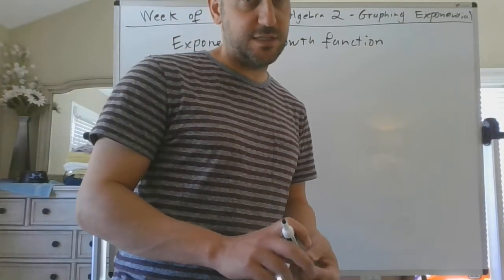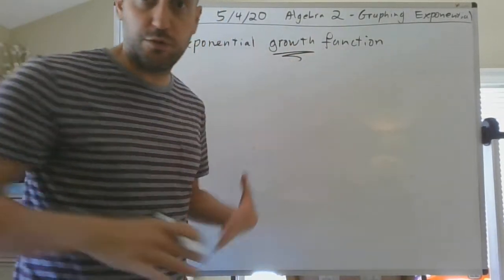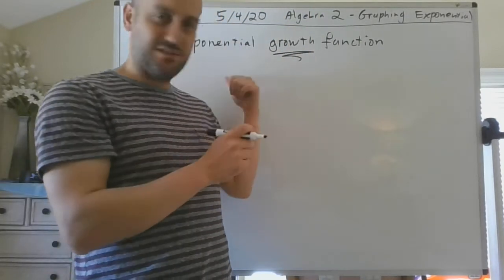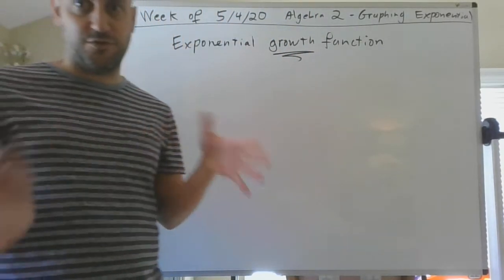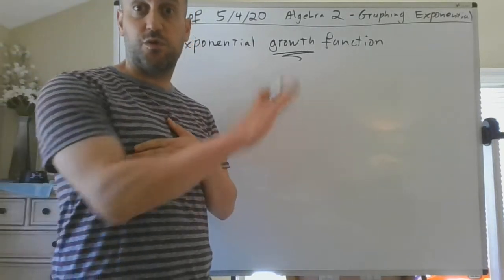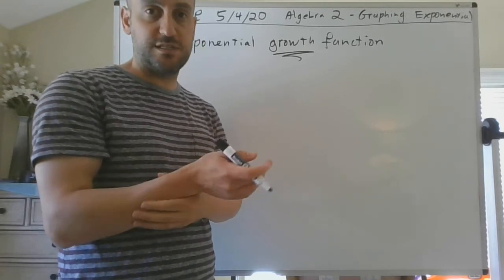So first and foremost, let's talk about exponential growth. Notice I'm throwing this word out here, growth. Grow means to get larger, get bigger. This is something you've probably heard a lot recently, unfortunately, because of the whole coronavirus. You've heard about exponential growth and how that works. So I'm going to show you an example of what it looks like.